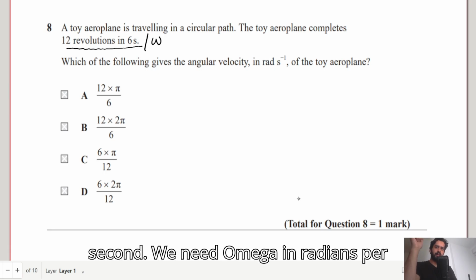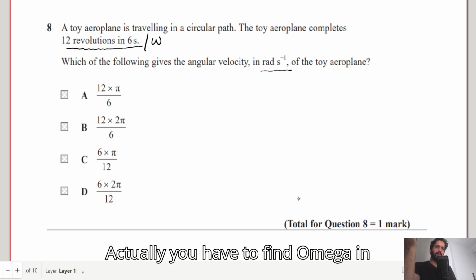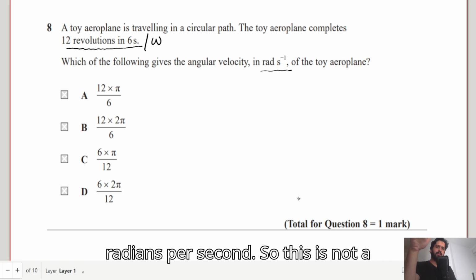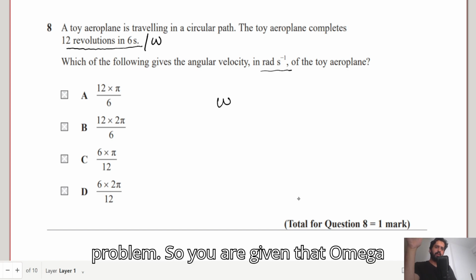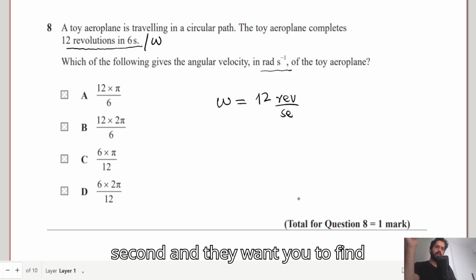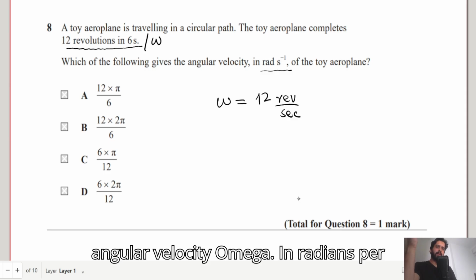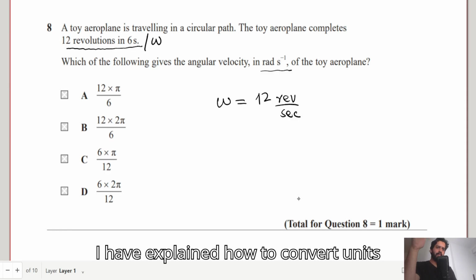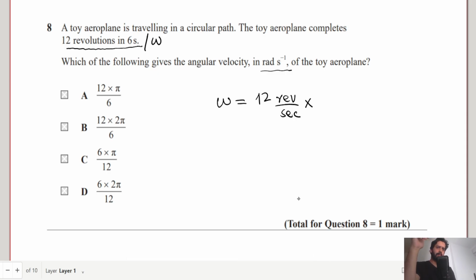It is revolutions per second. We need omega in radians per second. So that is the question. Actually, you have to find omega in radians per second. So this is not a question, this is just a unit conversion problem. So you are given that omega equals 12 revolutions per second, and they want you to find angular velocity omega in radians per second.